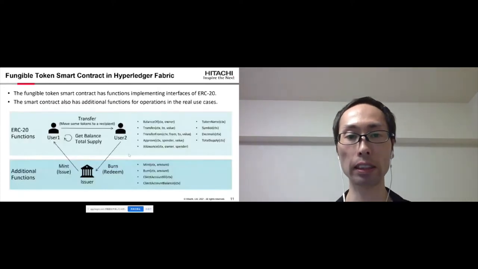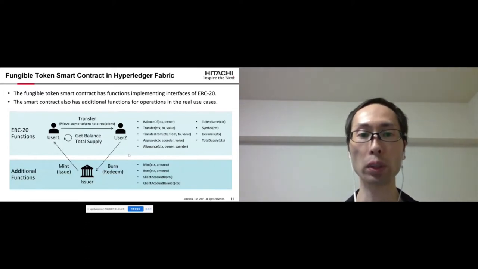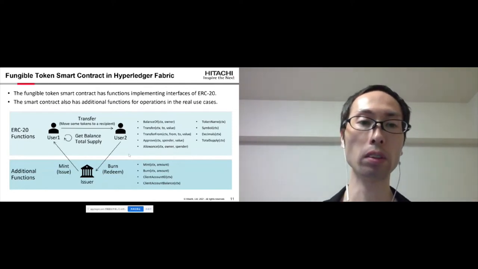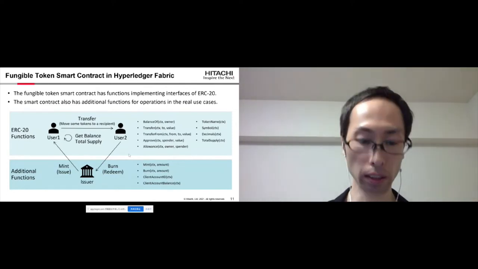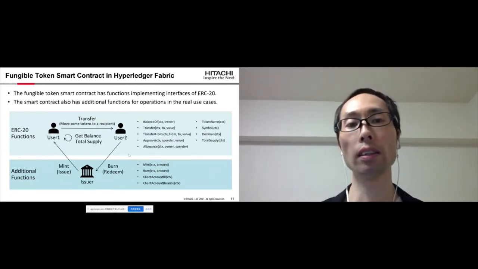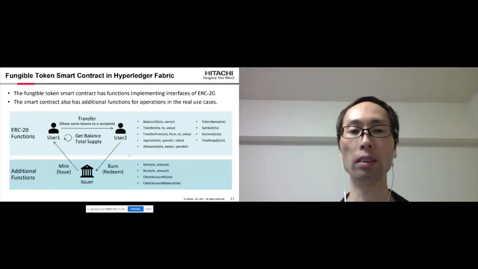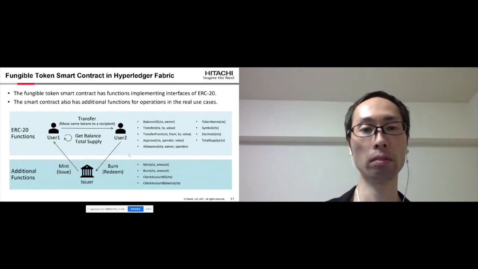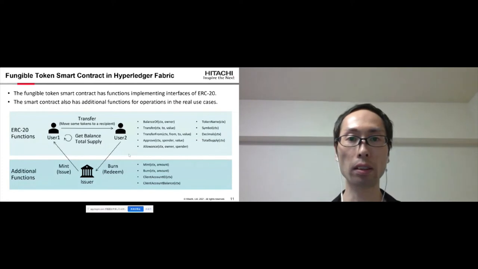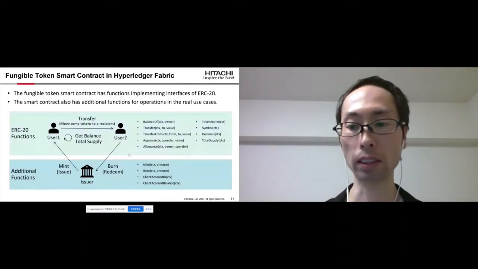This graph shows the functions of fungible token smart contract. We can issue tokens, then the issued token can be transferred to other users. And we can also redeem the token at the end of the life cycle. And users can also get the balance of each owner and get the total balance. Now, these functions are implementations of ERC20, and I also added some functions for operations in the real use cases.